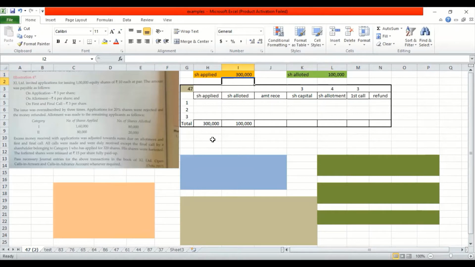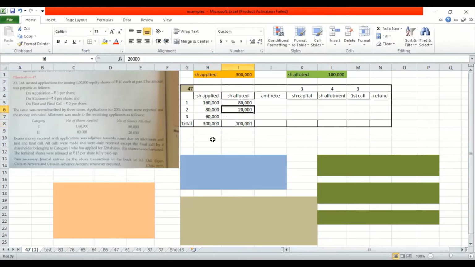Okay, these are your small things to be written so that you don't forget it. Now they are saying they have given us 2 categories. The first category is 1 lakh 60,000. They got 80,000 shares. The second category 80,000 got 20,000 shares. They have also told us that 20% of the shares are rejected. 20% of 3 lakh, that is 60,000, right? So they got rejected.